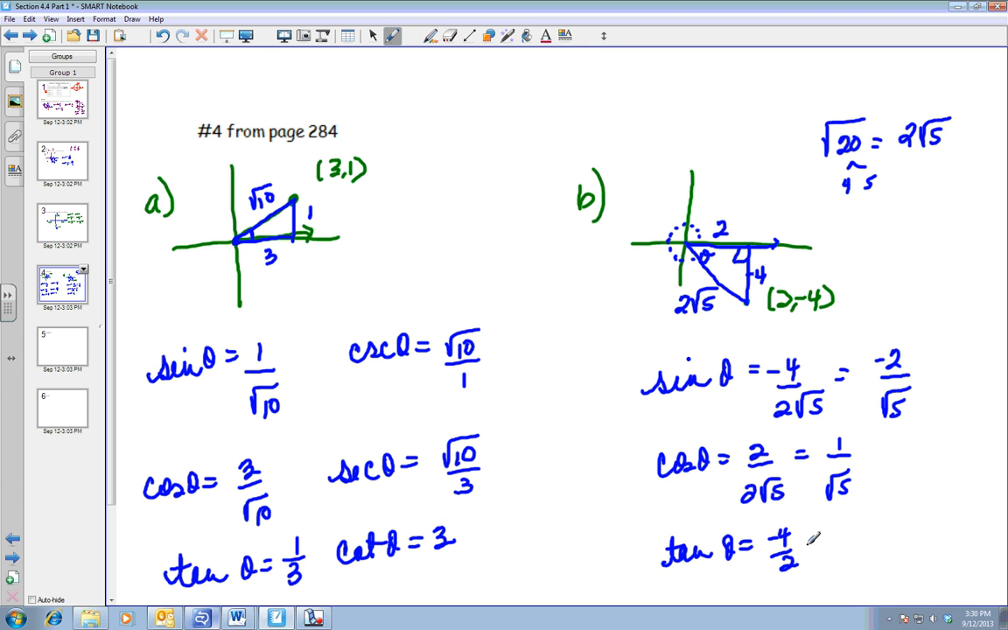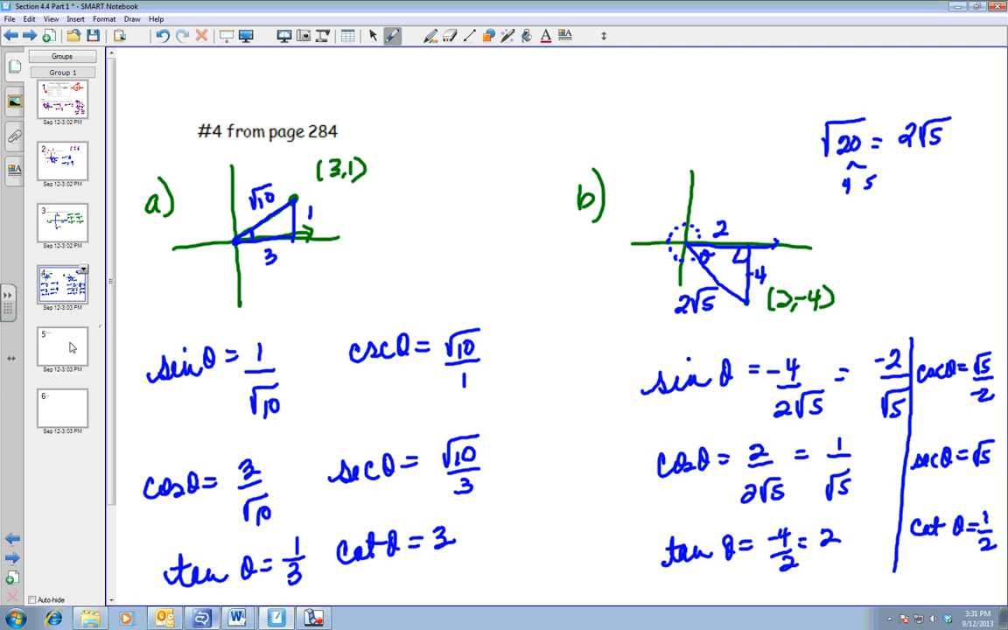Did I write that problem down wrong? 2, -4. Okay, I was just looking at the wrong one. Sorry. All right, so tangent theta is -2. And then let's write down their reciprocals. So cosecant theta is square root of 5 over -2. Secant theta is square root of 5. Cotangent theta, the reciprocal of 2, is 1/2.